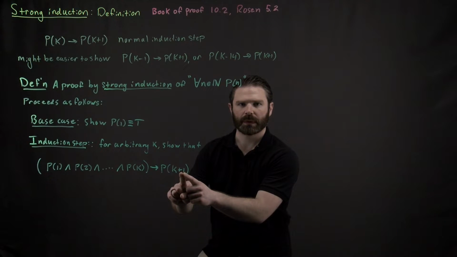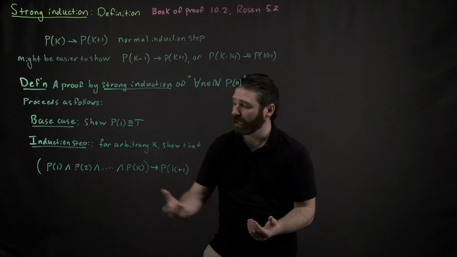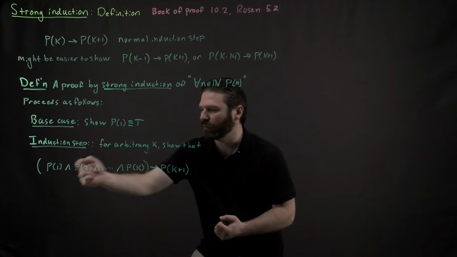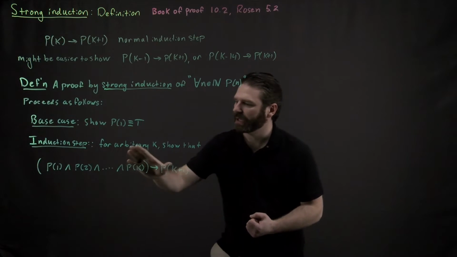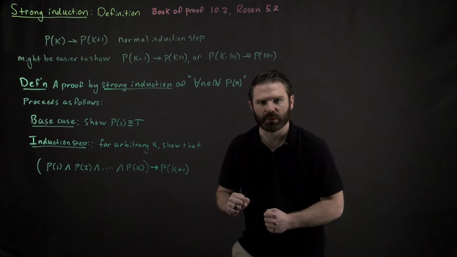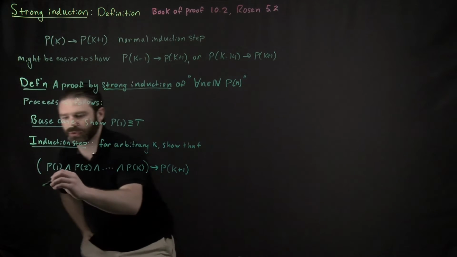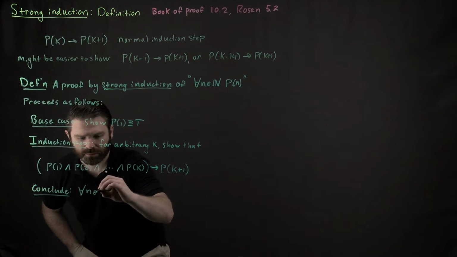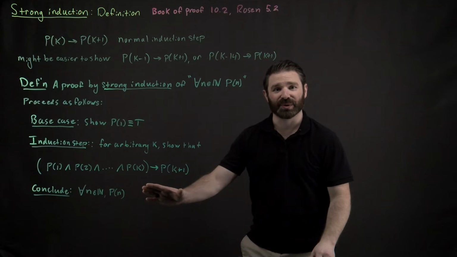How so? For arbitrary k, we need to show that this big conjunctive statement here implies P of k plus 1. The really nice thing about this is if we're using a direct proof technique, we get to assume all of these previous steps are true. P of 1 is true, P of 2 is true, and P of k is true. We get to assume all of those are true, and we try to show that that implies that P of k plus 1 is true. After we show this, we can then conclude that our statement is true.